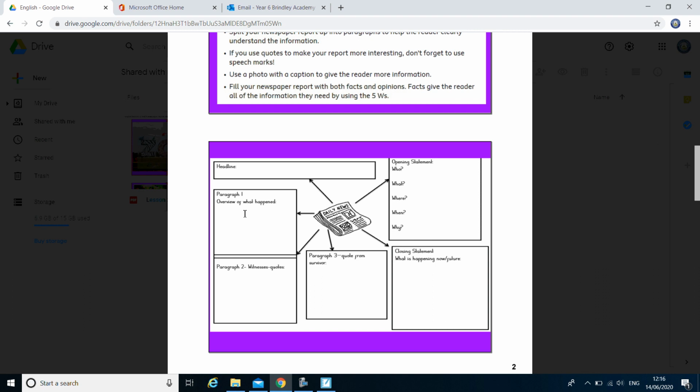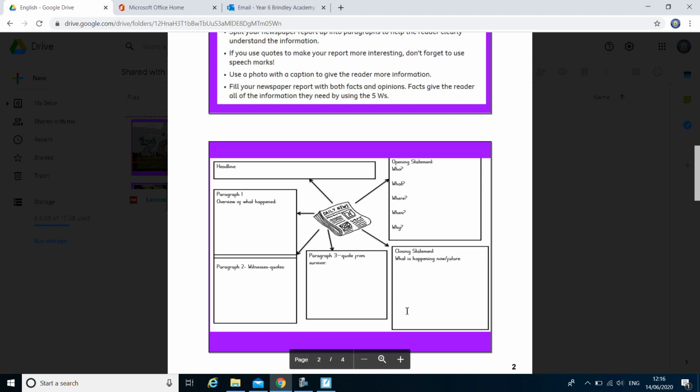Then in paragraph 1, you're going to give more detail about what you've put in your opening statement. So you're going to need to expand on it a bit more. Paragraph 2, give some witness quotes. That might be from one of the keepers at the zoo. Paragraph 3, give another witness quote. This time it might be from a regular customer at the zoo, someone who regularly visits the zoo.